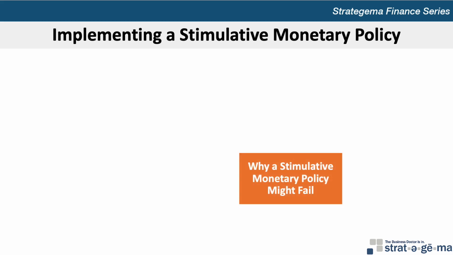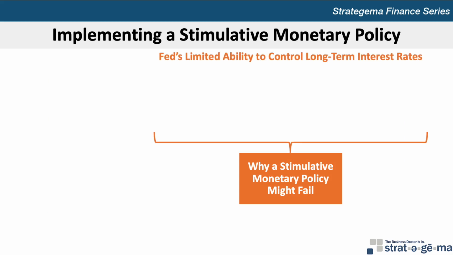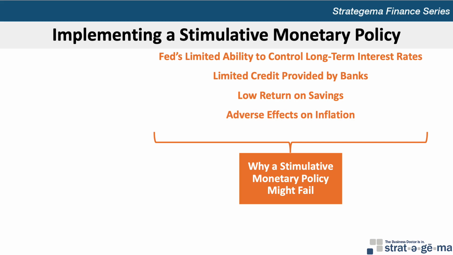Although a stimulative monetary policy is normally desirable when the economy is weak, it's not always effective for a number of reasons, which can include the Fed's limited ability to control long-term interest rates, limited credit provided by banks, low return on savings, adverse effects on inflation, and lagged effects of monetary policy.